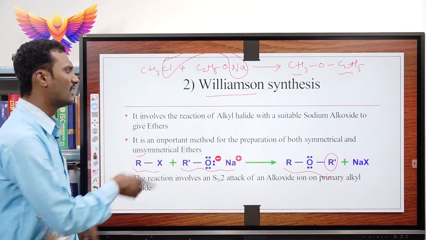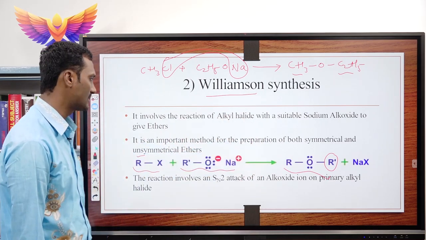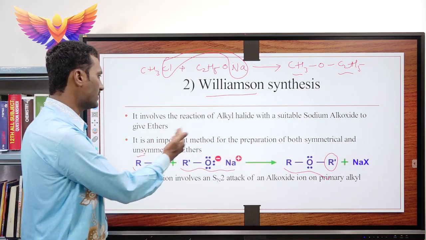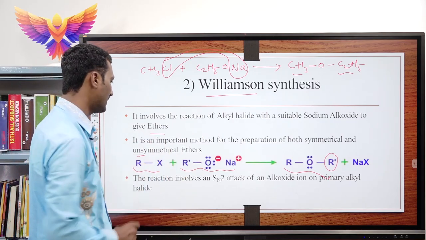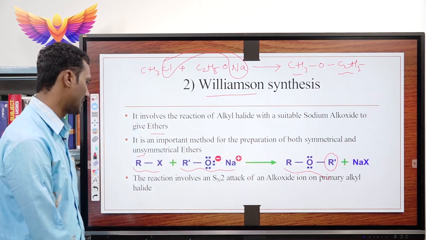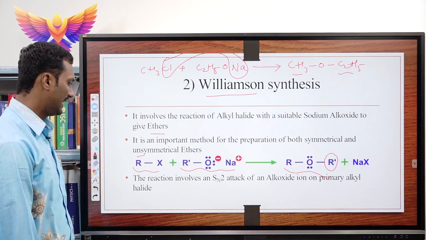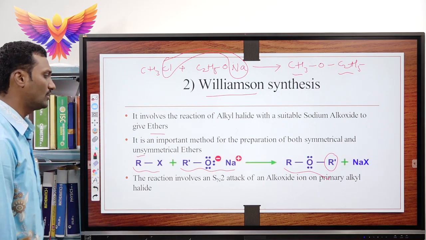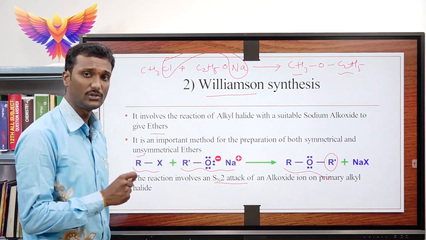But it's very clear we can prepare from this method any type of unsymmetrical as well as symmetrical ether. It involves the reaction of the alkyl halide with a suitable sodium alkoxide to give ether. It is also a very important method for the preparation of both symmetrical as well as unsymmetrical ether. The reaction involves an SN2 attack. So here also SN2 mechanism.